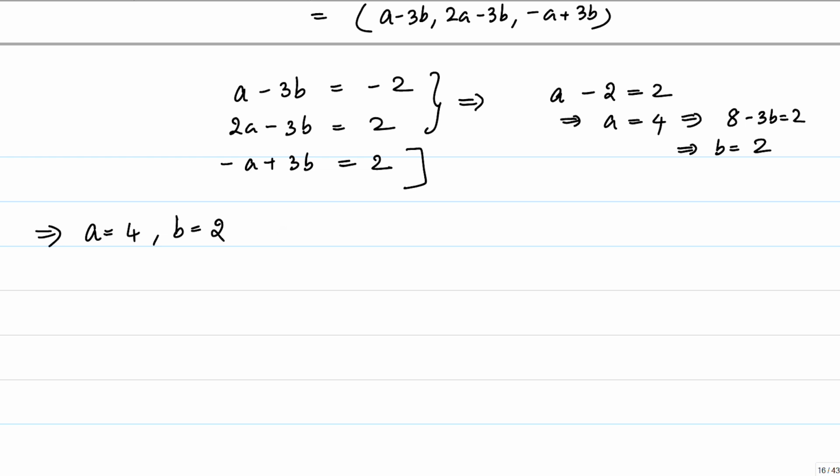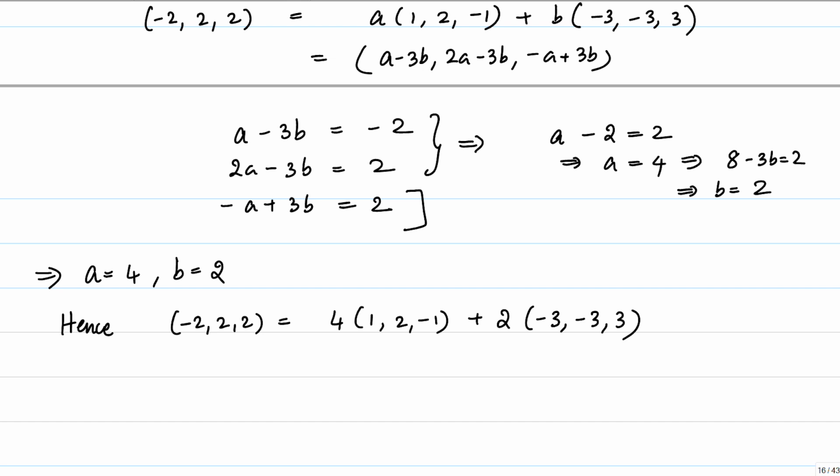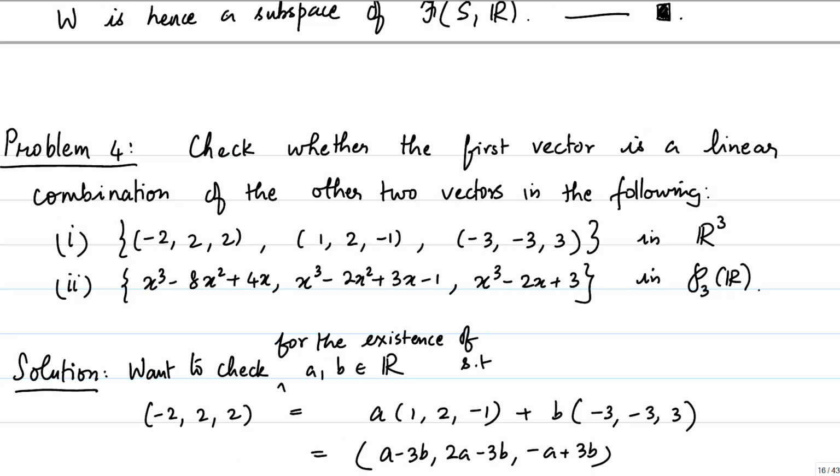So let's see. Hence, easy to check that minus 2 is equal to 4 times 1, 2 minus 1 plus 2 times minus 3 minus 3, 3. So yes, therefore we can write the first vector as a linear combination of the other two in R3. Okay, how about the next one?